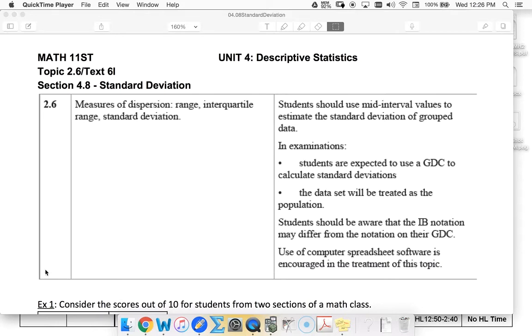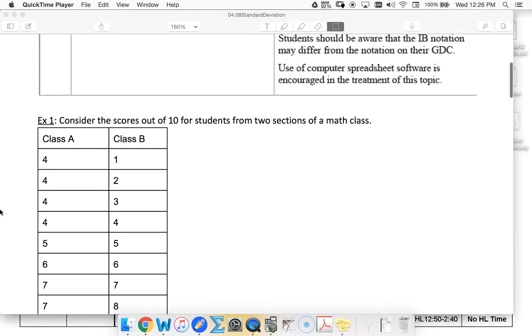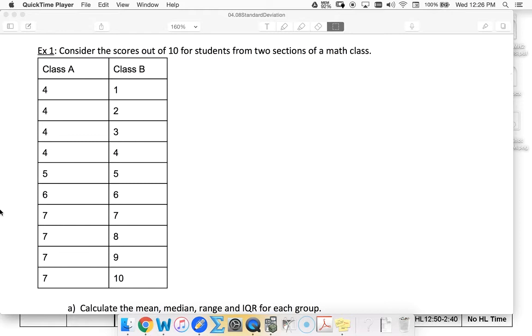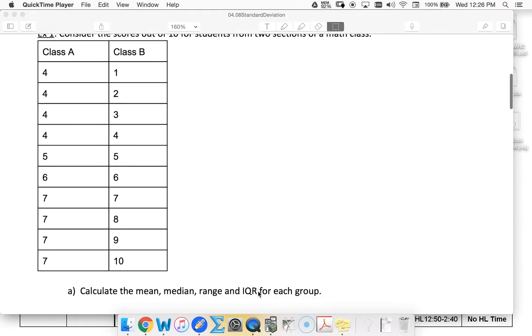So let's look at this first example. We've got scores out of 10 for students from 2 sections of a math class. Just looking at these data sets, I see that Class A goes from 4 to 7 and Class B goes from 1 to 10. I'm first asked to calculate mean, median, range, and IQR for each group. Well, I'm going to write that up over here.